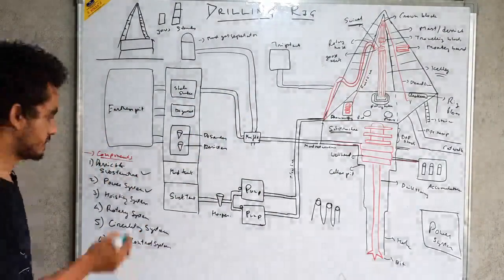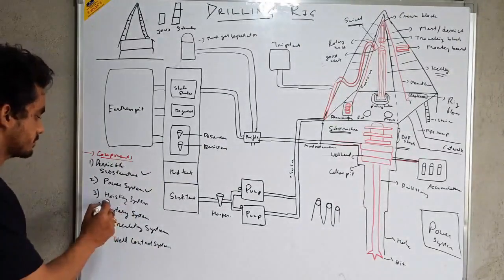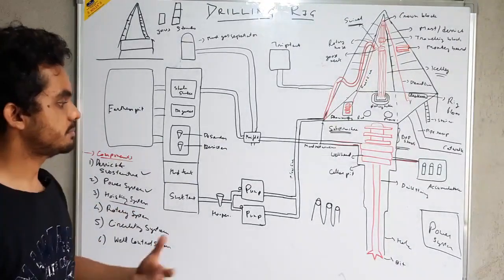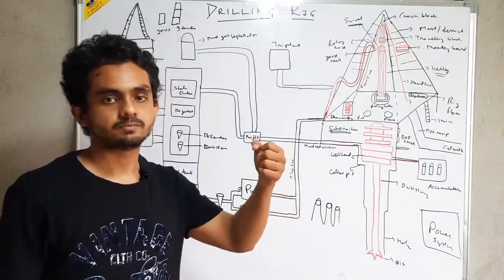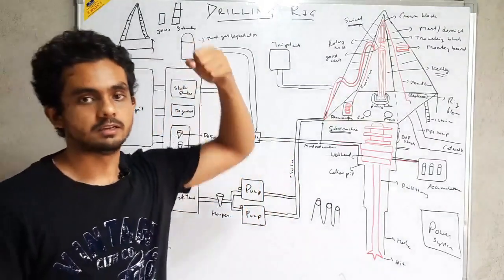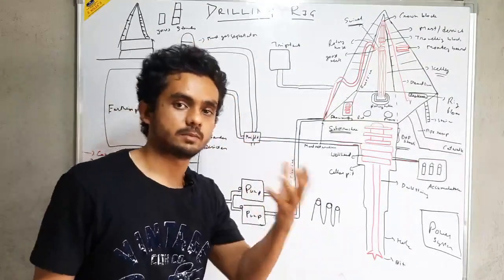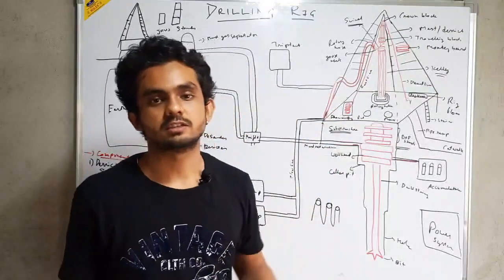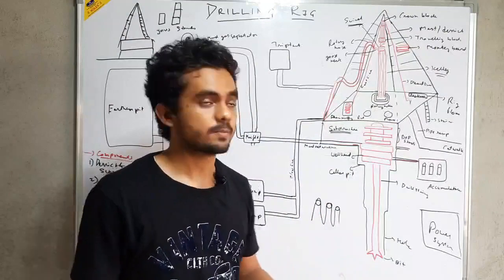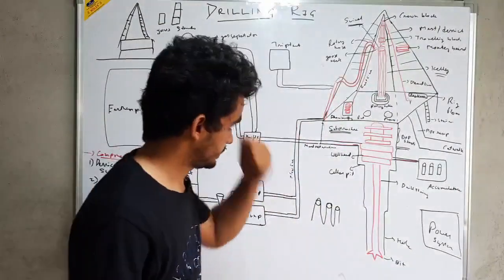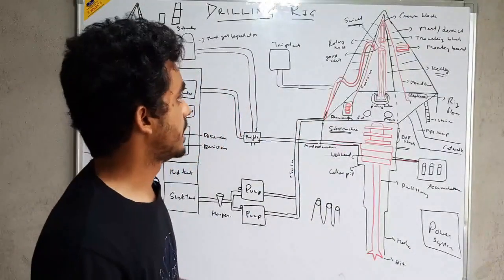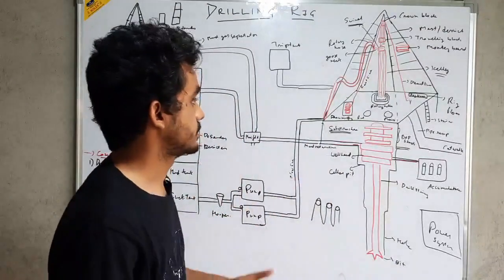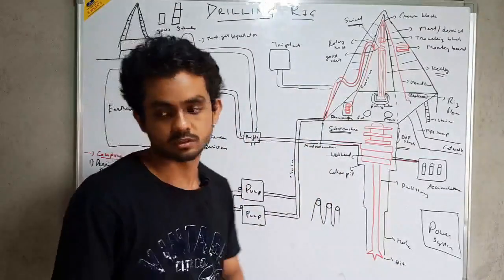Next comes the hoisting system. The function of this hoisting system is to provide a means of lowering and lifting different components of the drilling rig, such as drill strings, casings, and any other component. So the lifting and lowering part of the drilling process will be done by our hoisting system.